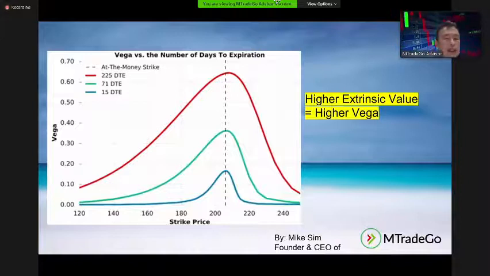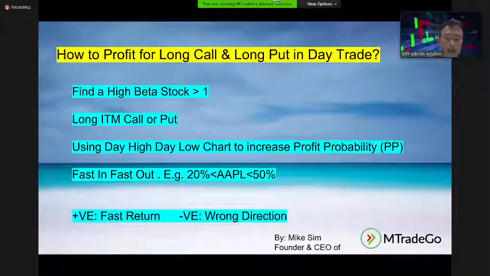You can see this is actually a bell curve. The longer the time to expiration, the higher the Vega. Meaning, why? The higher the extrinsic value, because of the uncertainty. The shorter the time to expiration, the lower the Vega, because the risk is getting less as the day approaches the expiration date. So higher extrinsic value equals higher Vega. So that's all.